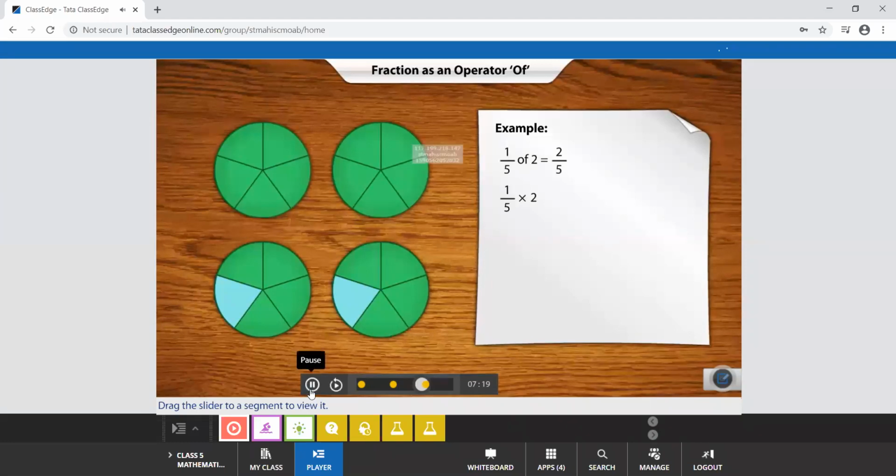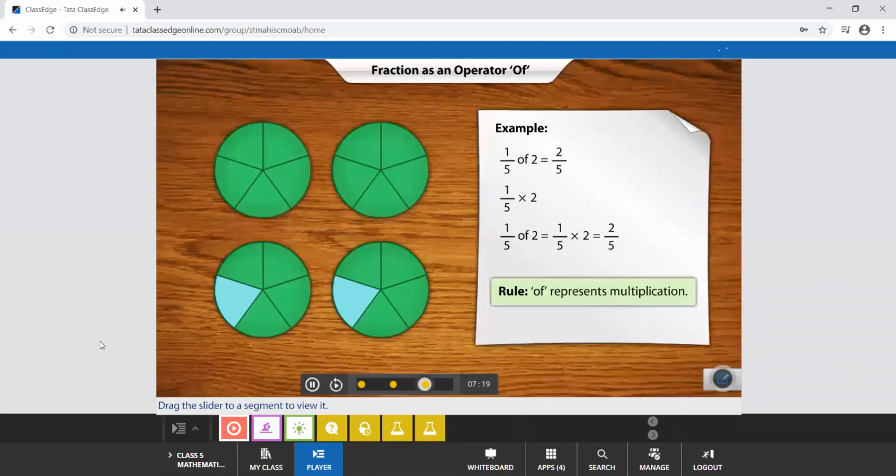We can also find this answer by multiplying 1/5 by 2. Let us check it out. When you multiply 1/5 by the whole number 2, you get 2/5. Thus, we see 'of' represents multiplication.